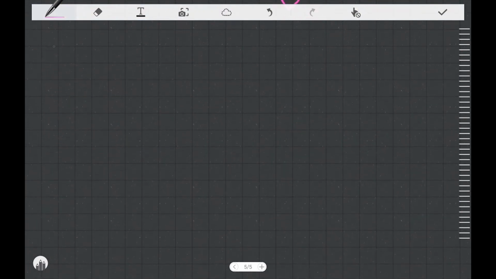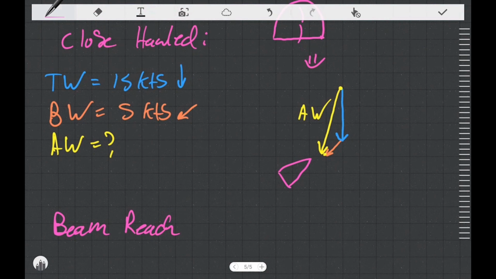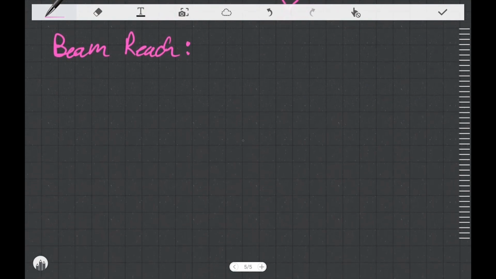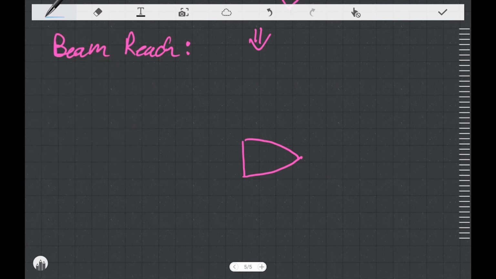So the next point of sail I think that we're going to want to do is a beam reach, because you can sort of see that a close reach would just be a little bit more skewed off in this direction here. So we'll do a beam reach. So I'm going to draw my boat. I'm going to draw my wind for reference. We know that boats move a little bit faster when they're on a beam reach than they do when they're on a close hauled course.